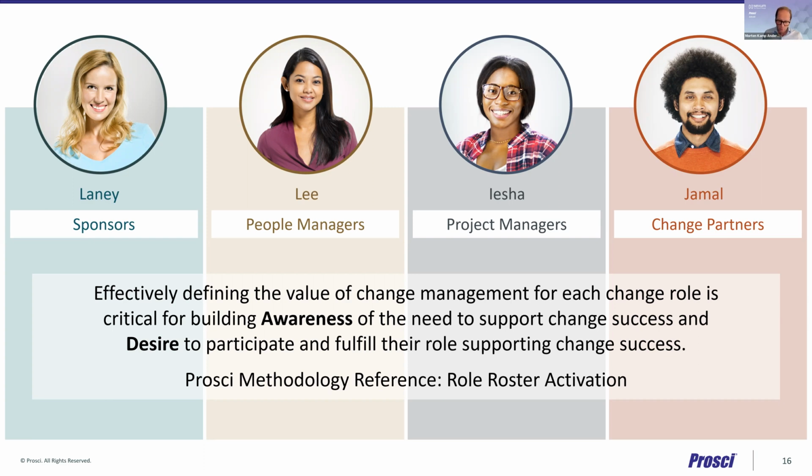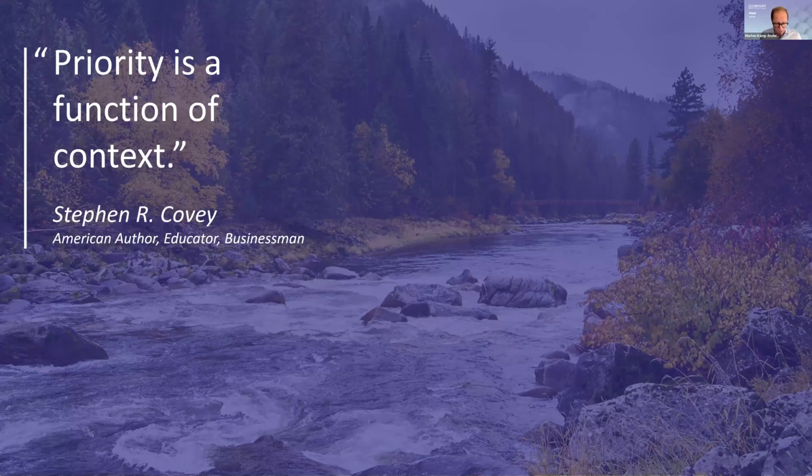I'll leave you with this before we step into our 5 approaches. That priority is a function of context. This is a quote from Stephen Covey, the late Stephen Covey. And if we want to get priority for change management, we need to define its value within a compelling context. And that context is how that stakeholder defines success.